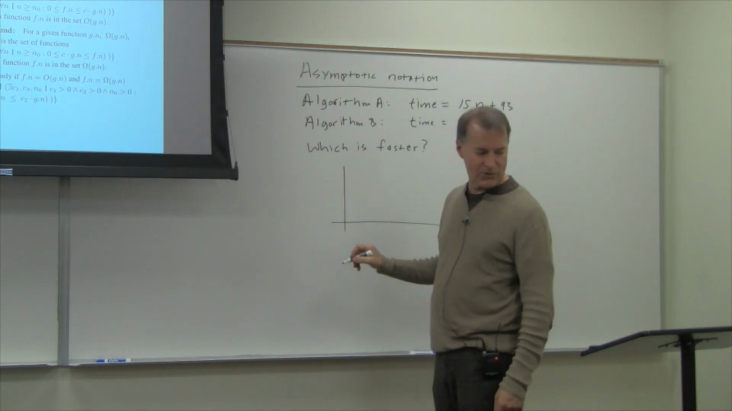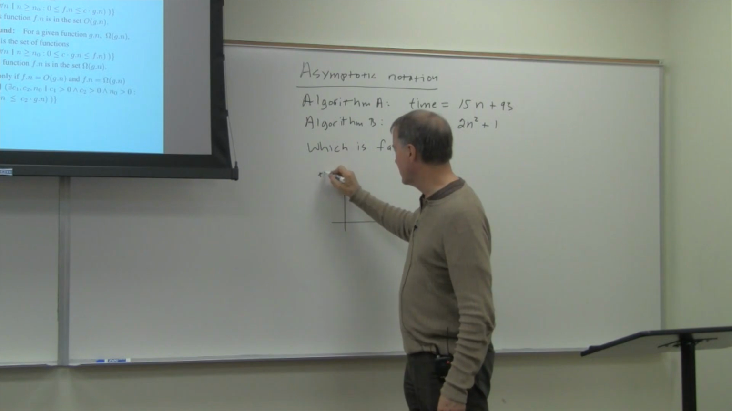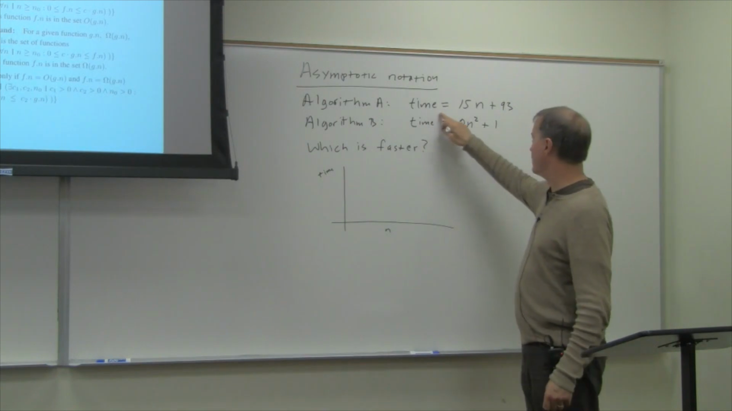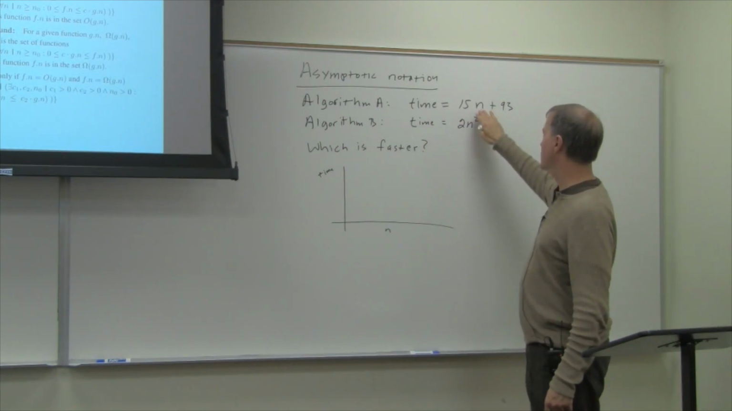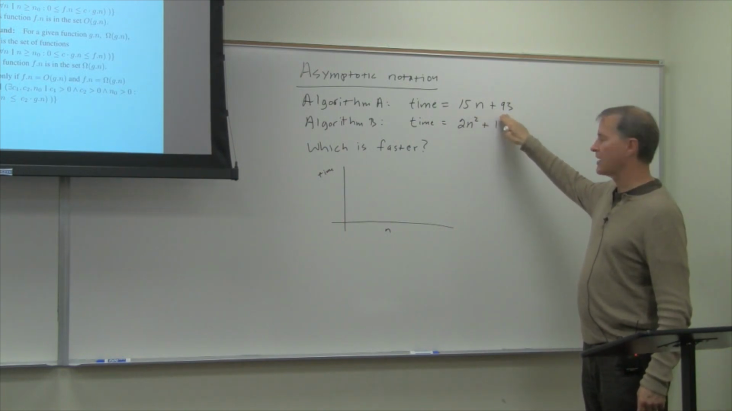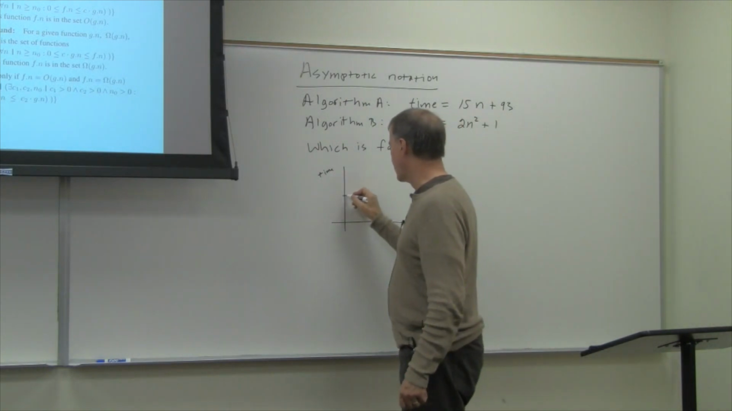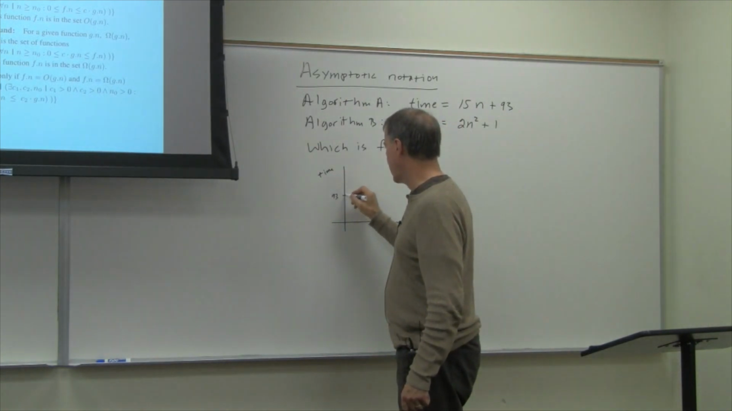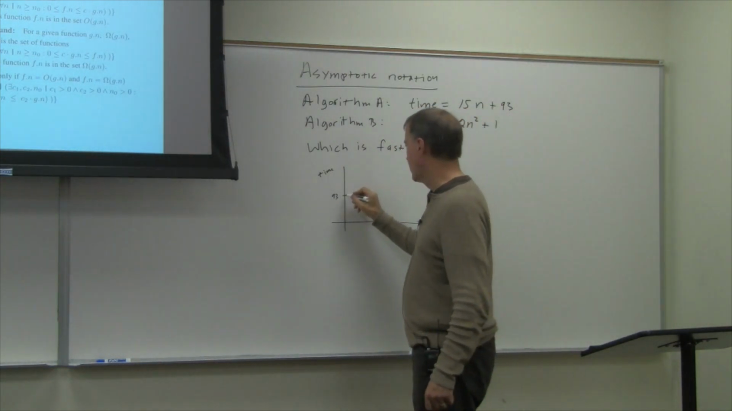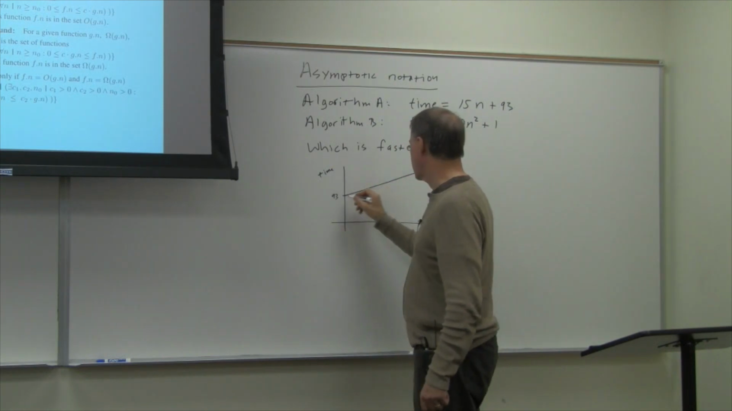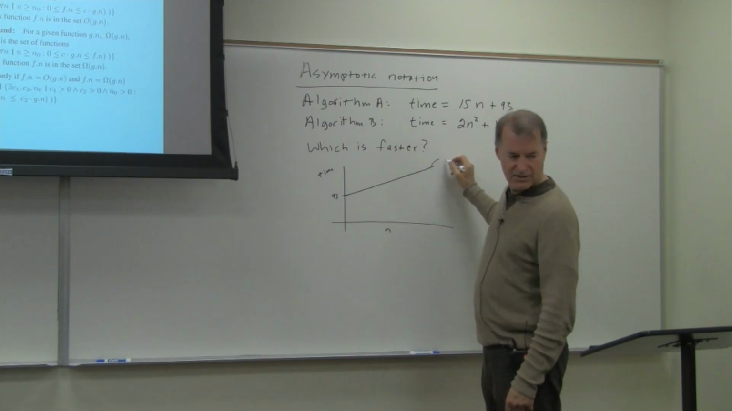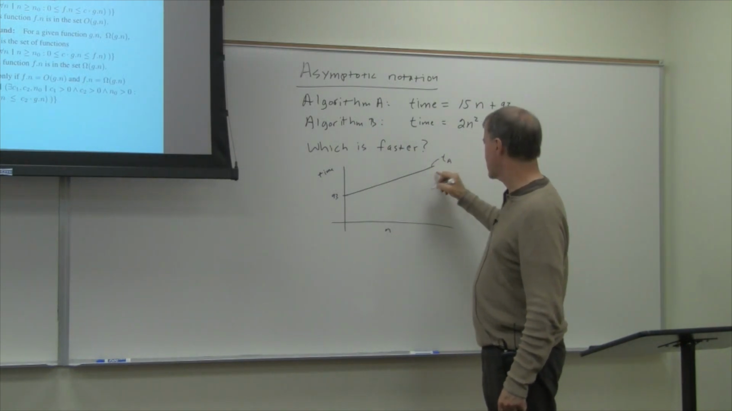So this is the time axis, and this is the n axis. If we graph time versus n, what kind of curve does this look like? It's linear. If n is 0, the y-intercept is at 93, so this starts up here at 93. The slope is 15, so depending on the scale, this is going to look like this. Let's label this t sub A, the graph for the time of algorithm A.